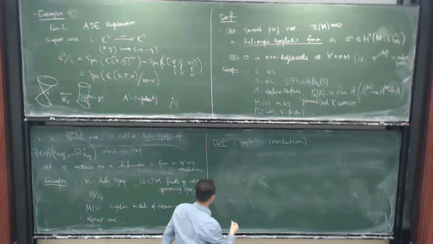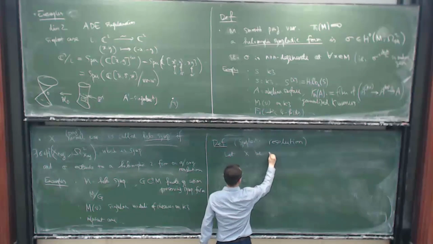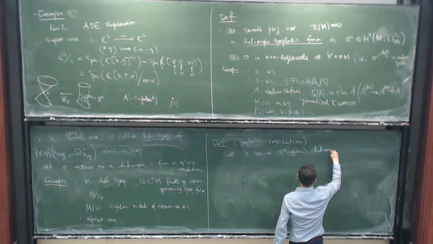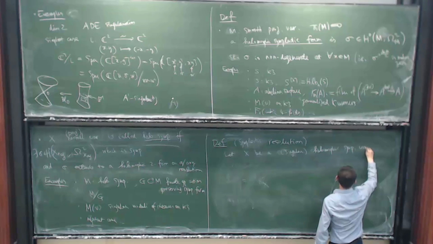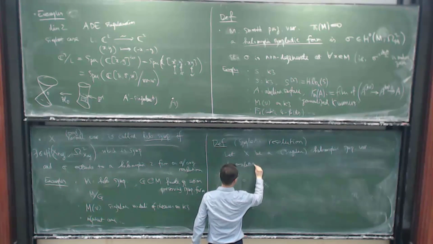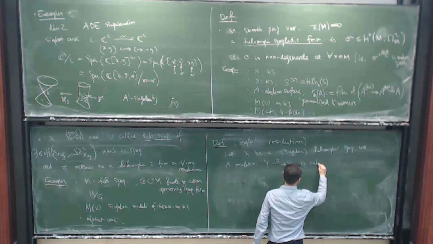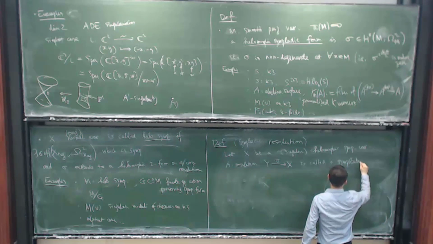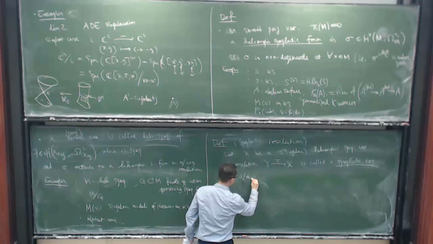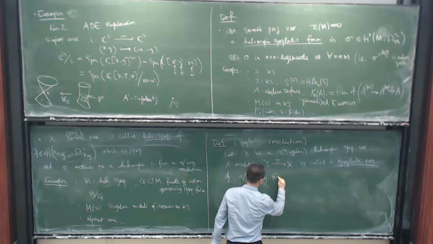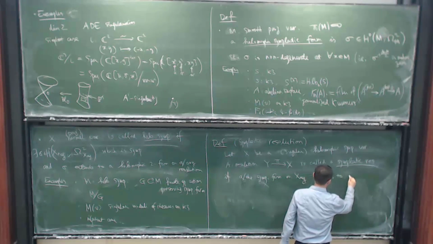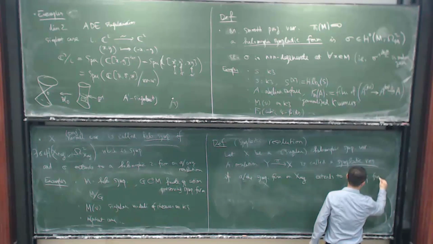Okay, symplectic resolution. Let X be a singular, so not necessarily smooth, singular holomorphic symplectic variety, in the sense on the left. A resolution Y to X is called a symplectic resolution if the one symplectic form on X regular extends to a symplectic form, holomorphic symplectic form on Y.